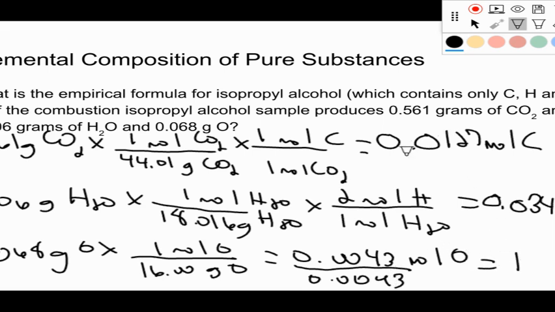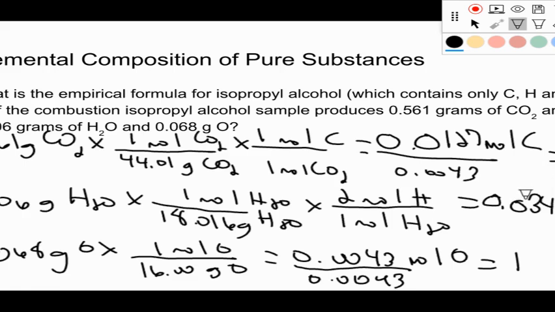That gives me 1. So for this one, I'm going to do 0.0127 divided by 0.0043. And it gives me 2.95. Well, my rule for empirical formulas is, if it is 0.8 or 0.9, it rounds up. So 2.95 is going to round up to 3.